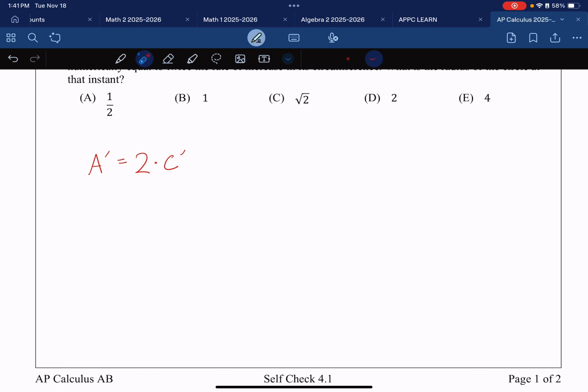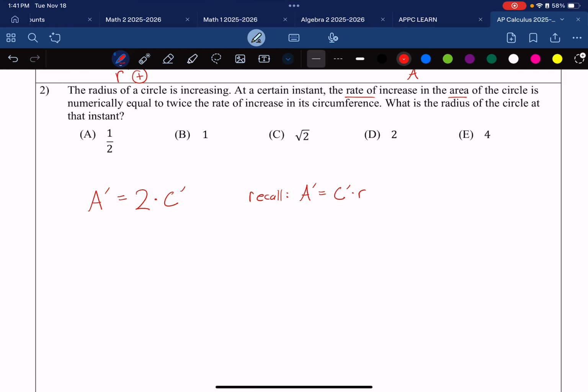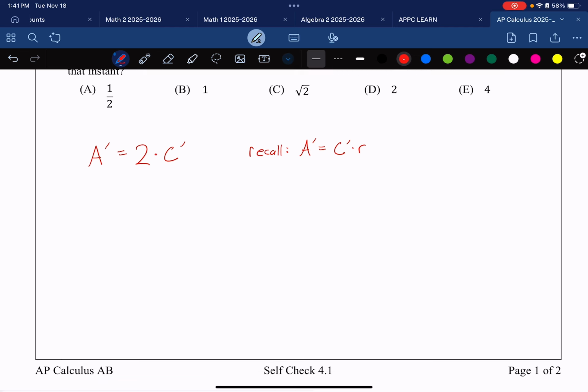Now that I have that, what do I even do? Well, you also have to remember that if I have area prime for a circle, that's the same thing as circumference prime times the radius. If you're unclear on where this comes from, you can look at a previous video. I think this is discussed in 4-7, I want to say. Is that when we talked about related rates with circles? From here, I can say, hey, if this A prime is C prime times r, this A prime is also C prime times r.